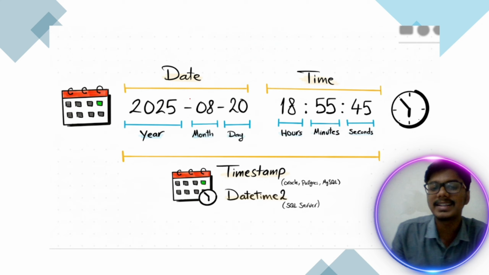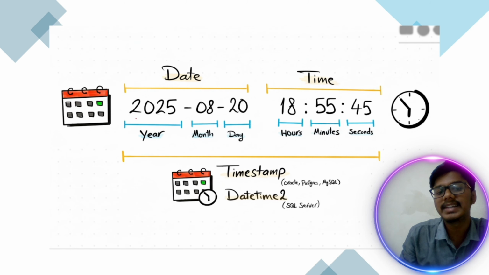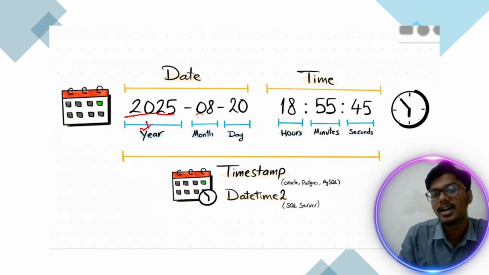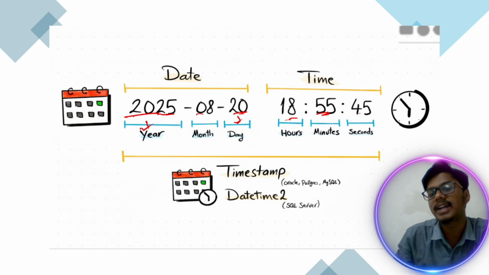So consider this is the date and this is the time. In this date, the 4 digit number is considered as the year, the 2 digits in the middle are considered as the month, and this is the day, and this is the hours, and this is the minutes, and this is the seconds.